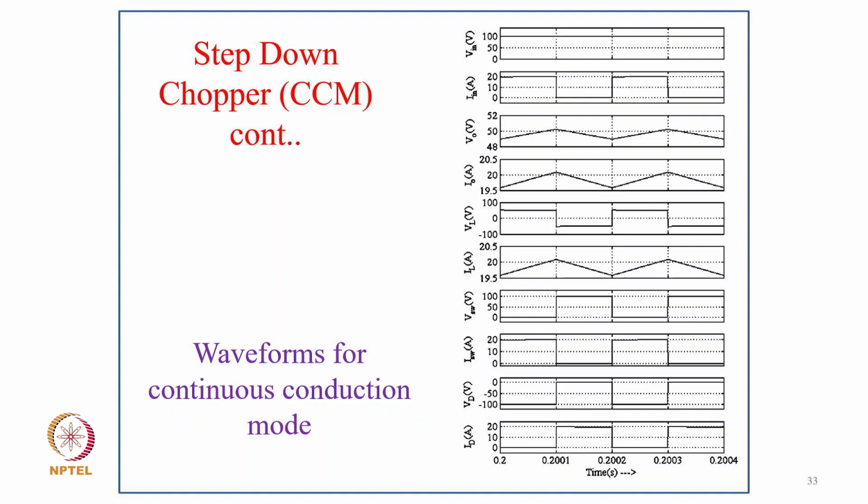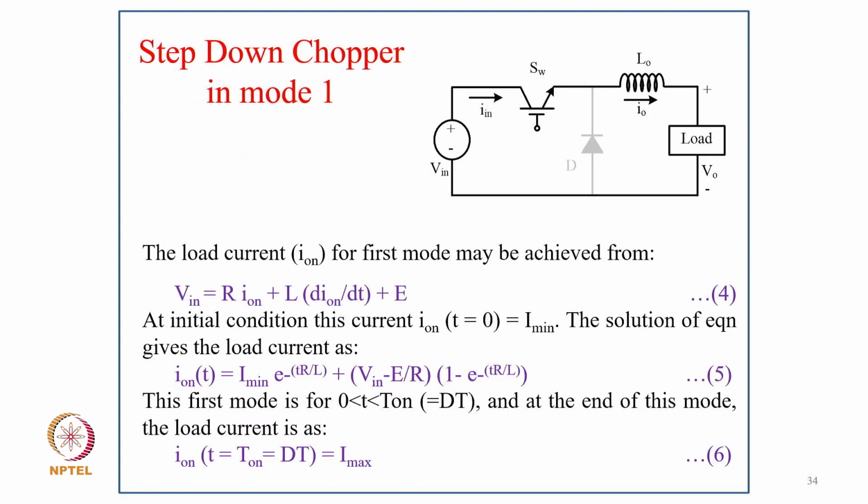And then you have a switch voltage which comes across when the switch is off, and then you have a switch current, which flows when the switch is on. Then the diode voltage is zero during conduction, otherwise a negative voltage comes across the diode, and you have a current only when it conducts through it, otherwise it has zero current.